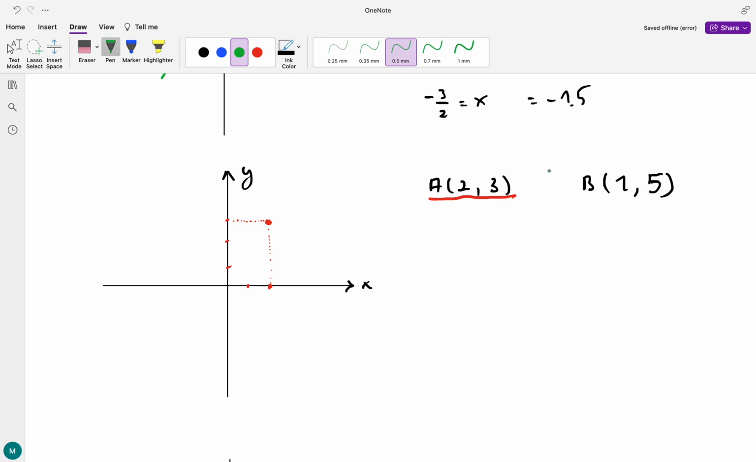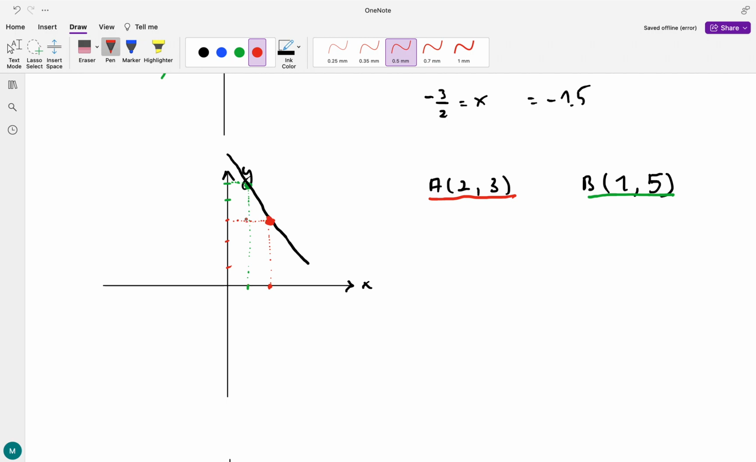Okay, let's do point B with different colors. So x value is 1 and y value is 5. So that's 3, that's 4, and that's 5. So once again, you want to trace it. And once again, all you have to do that's left is to connect these 2 points or draw a line through them.